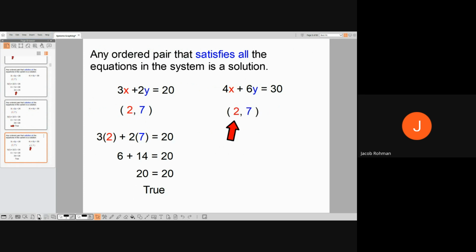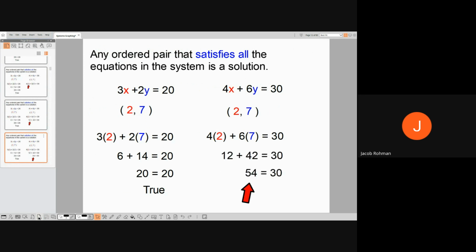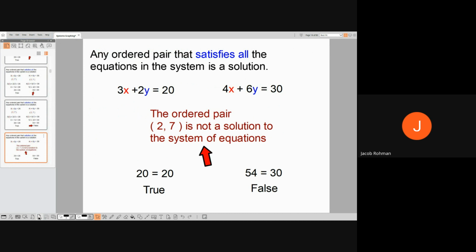Now let's see if that works in the second equation. So we're going to substitute the 2 and the 7. We're going to evaluate, add them together, and you get 54 equals 30. That's actually a false statement. So that tells us that the ordered pair 2, 7 is not a solution to this system of equations.